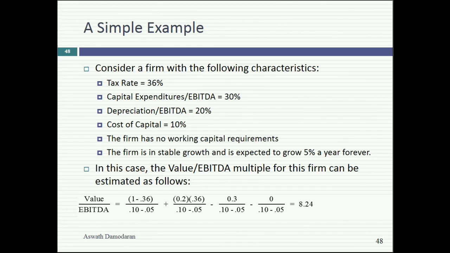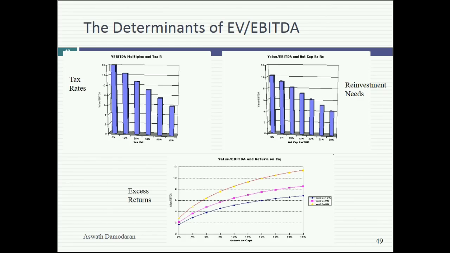And if I put the numbers into my equation, I end up with an EV to EBITDA for this company of 8.24. If this company traded at 8.24 times EBITDA, it'd be trading at a fair price. So let's now change the variables one at a time and see what the impact is. First thing I did was I changed the tax rate. Holding all else constant, I said, what will happen if my tax rate, instead of being 36, goes to 40 or 50%? As my tax rate increases, my EV to EBITDA comes down.